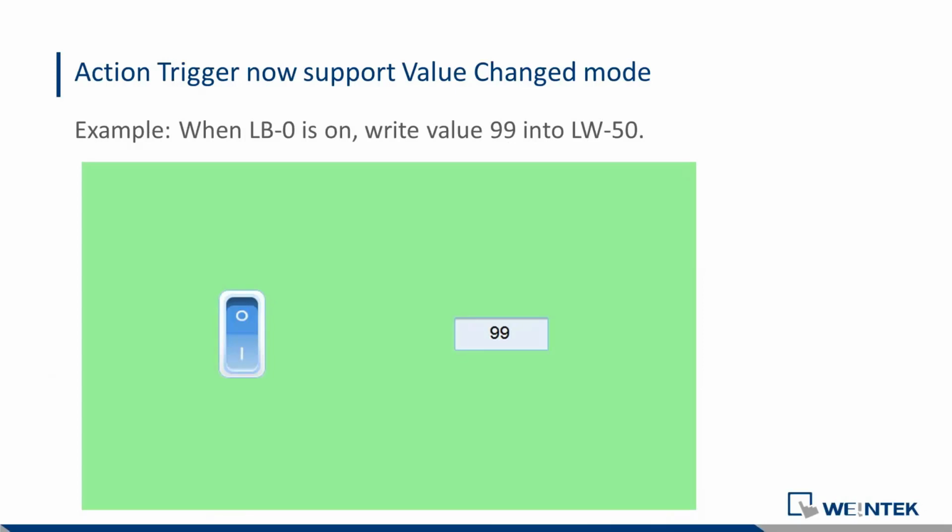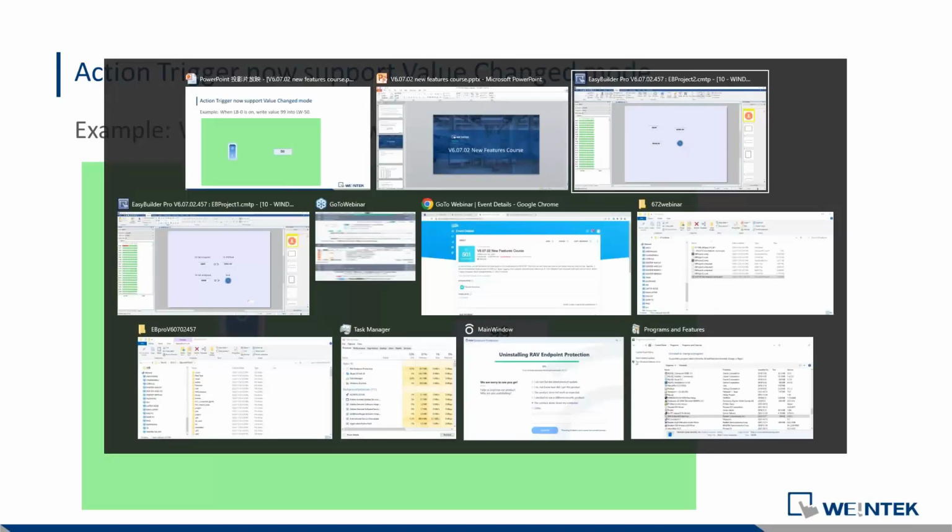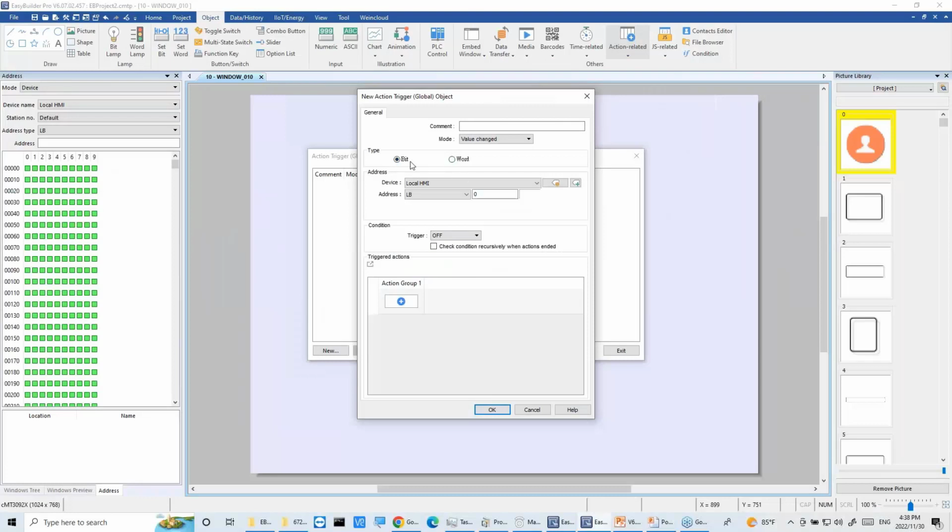All right, so I'm going to use LB0. When LB0 is on, I'm going to write value 99 into LW50. All right, so here I'm going to select the type to bit, and the address here is LB0, and the condition will be from off to on. All right, so when this condition is satisfied, I'm going to write 99 into LW50.